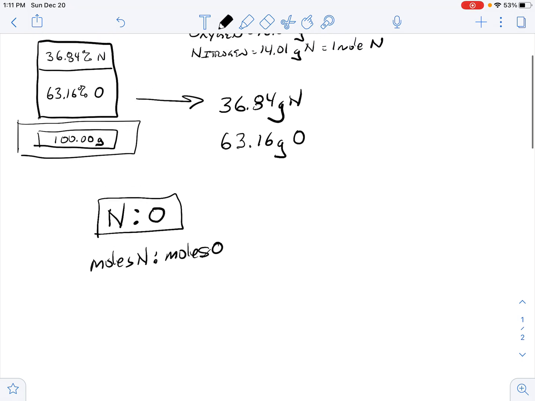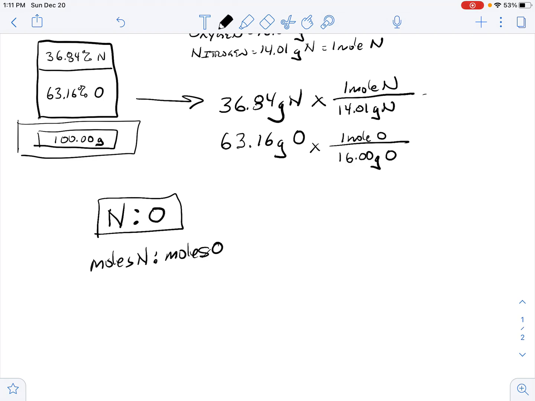So I'm going to go back up here and convert both of these to moles. And when I do my math here, this ends up being 2.62, and this ends up being 3.95. And that's moles of nitrogen to moles of oxygen.